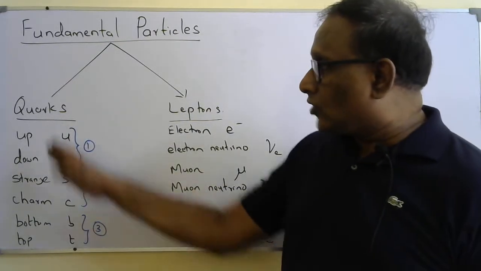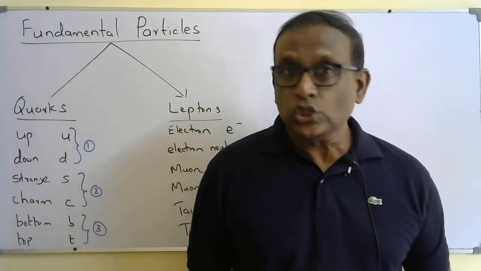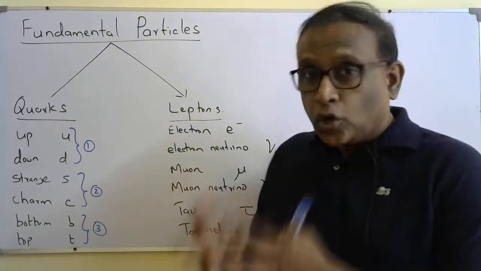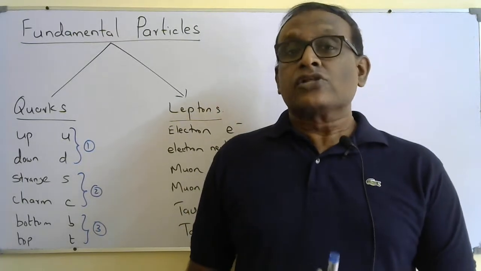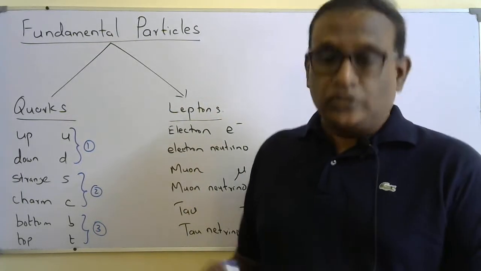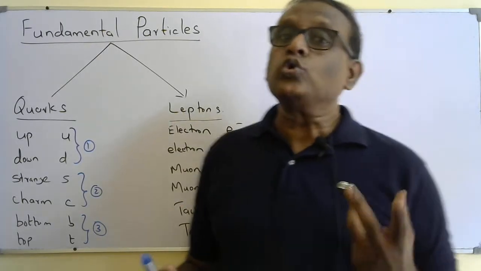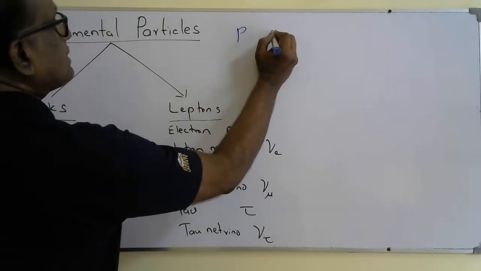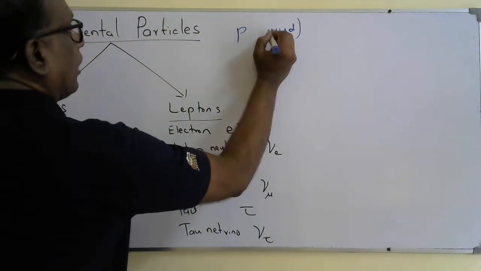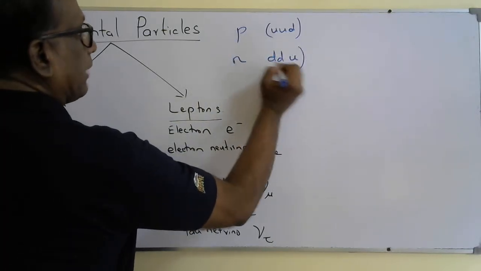If you ask me whether all these quarks exist naturally, no. Actually, I said proton is not a fundamental particle. Proton naturally exists. Proton consists of two up quarks and a down quark. In the same way, neutron consists of two down quarks and an up quark.